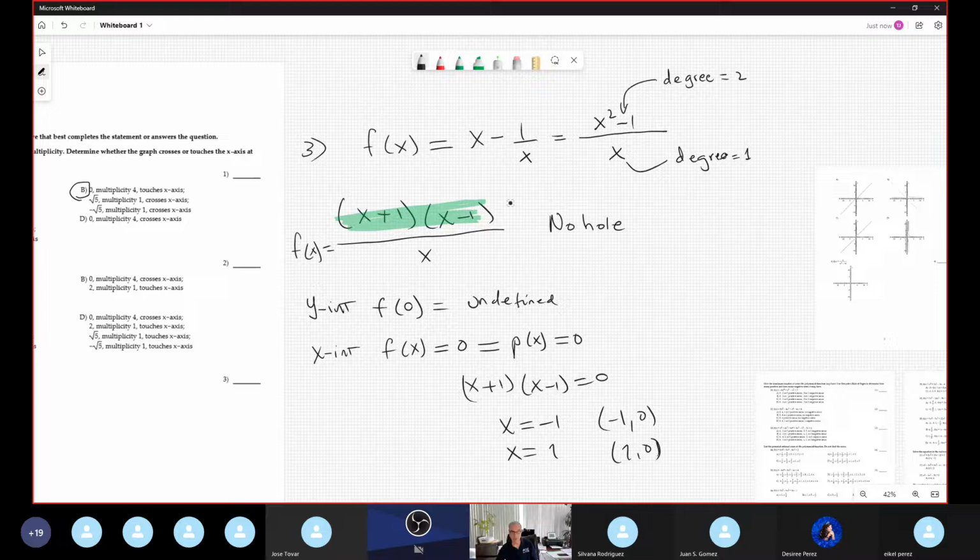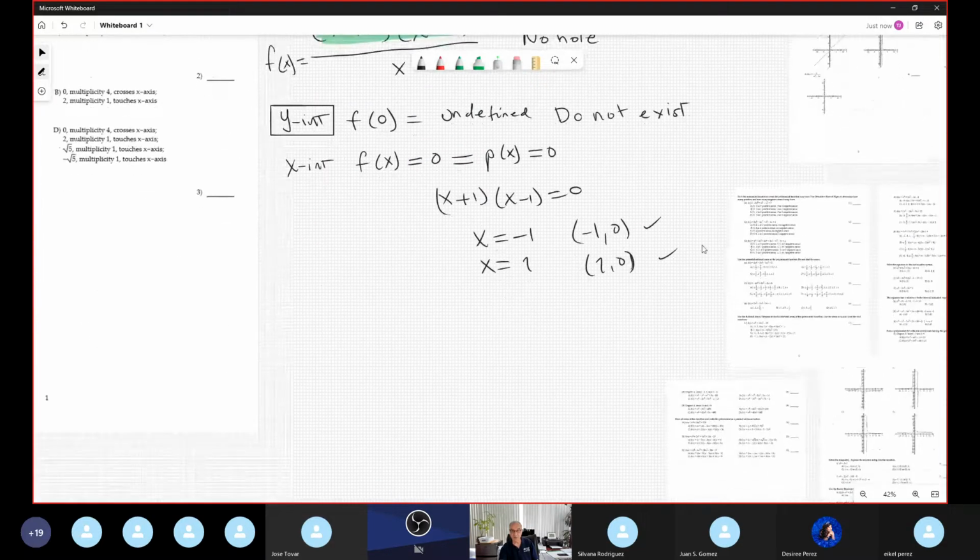Here, no point. No point. Undefined is do not exist. Do not exist what? The y-intercept. No, we have no y-intercept. But we have 2 x-intercepts. Nice.